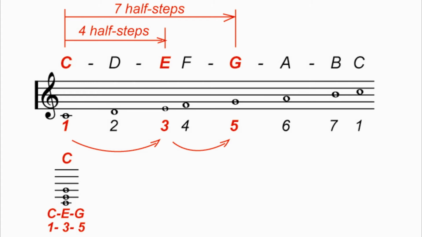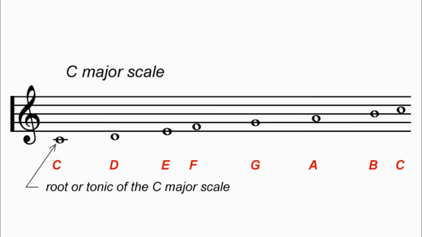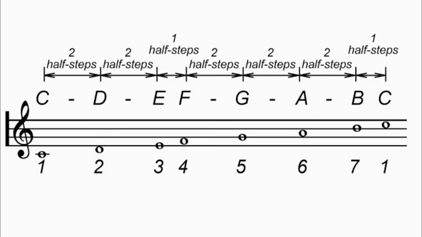An interval is the number of half steps or whole steps between 2 notes. For example, between C and E there is 4 half steps, or 2 whole steps, and between C and G there are 7 half steps, or 3.5 whole steps. The root or tonic is the first note that you use to build the scale. For example, the tonic of the C major scale is C. The tonic of the D major scale is D.